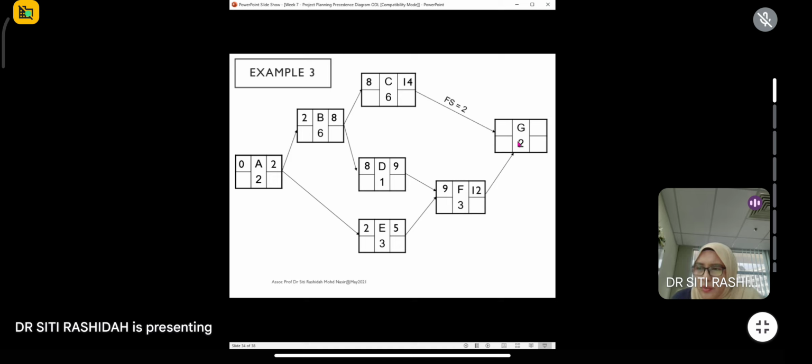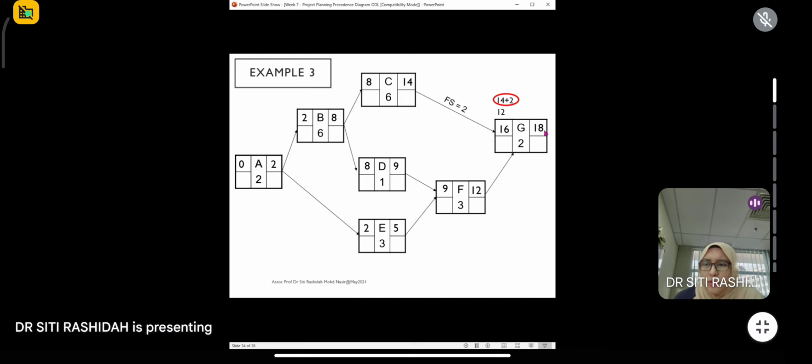Okay. So, ada 2 arrow dekat sini. So, you have to find the larger number. Okay. So, this is 12. And satu lagi adalah 14 plus 2. 14 plus 2 is 16, or 12. Of course, we take the larger number, which is 16. Yeah, 16 plus 2 is 18.